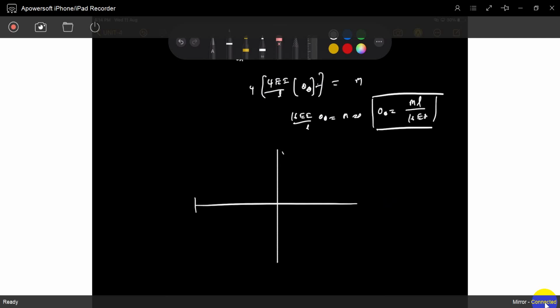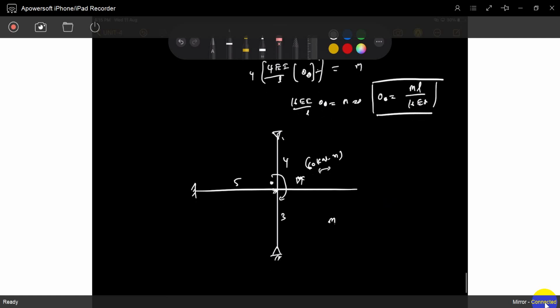See this problem: this is a hinge, this is a hinge, and this end is free. The lengths are 5, 4 and 3. If I apply a moment of 60 kilonewton meter, what is the rotation at O? Can you find out? Exactly, you will write M_OA, M_OB, M_OC. But see, the outer end is a hinge.